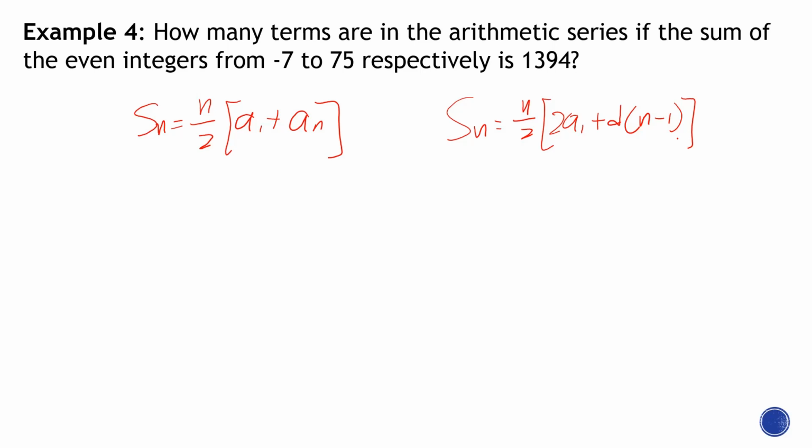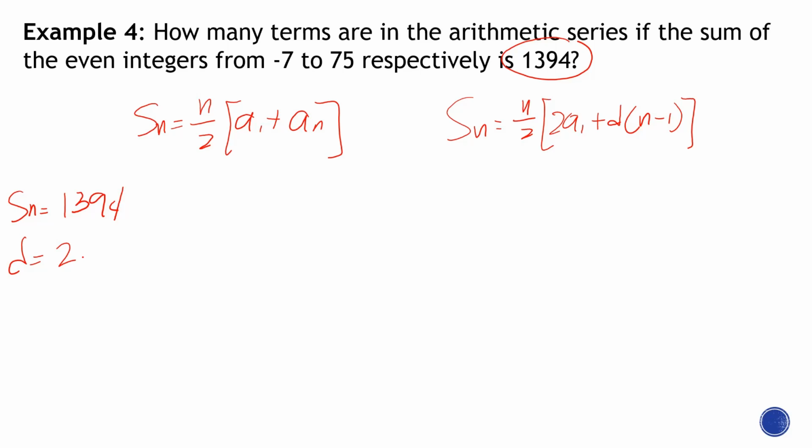How many terms are in the arithmetic series if the sum of the even integers from -7 to 75 respectively is 1394? Okay, we know S of n. Sn is 1394. Okay, let's see what are the things that we can have here. Even integers. So that means our common difference here is positive 2, right? So we are skipping, therefore our d is positive 2.